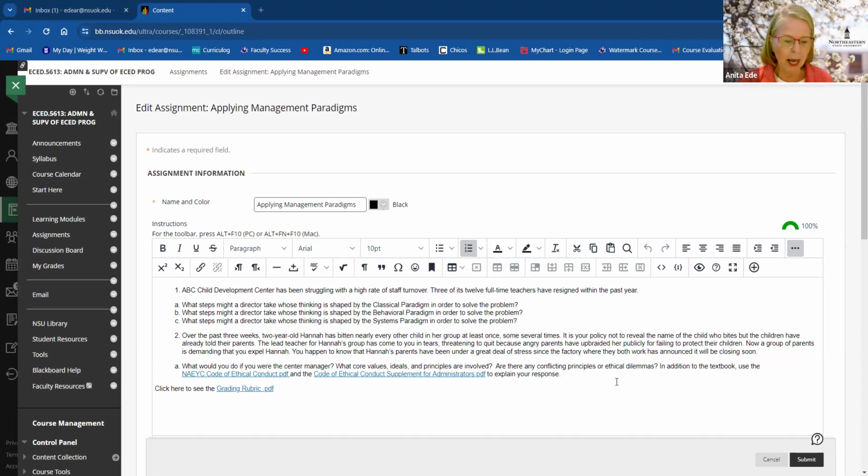For number 2, I'd like you to consider a problem that's very common in early childhood centers, and that is having a biter. Poor little 2-year-old Hannah has bitten nearly every child in her group several times. Can you imagine? The parents in that classroom must be up in arms about little Hannah. Obviously it's your policy not to reveal who's doing the biting. However, I would imagine that most parents will probably figure out it's Hannah because some children are already talking and telling parents who did it.